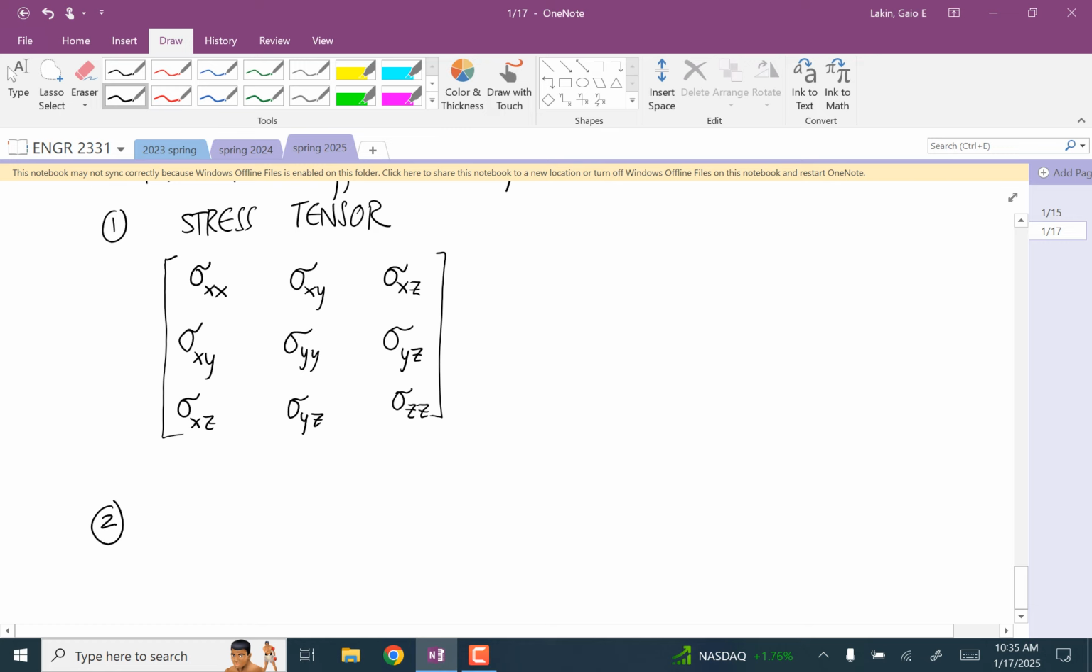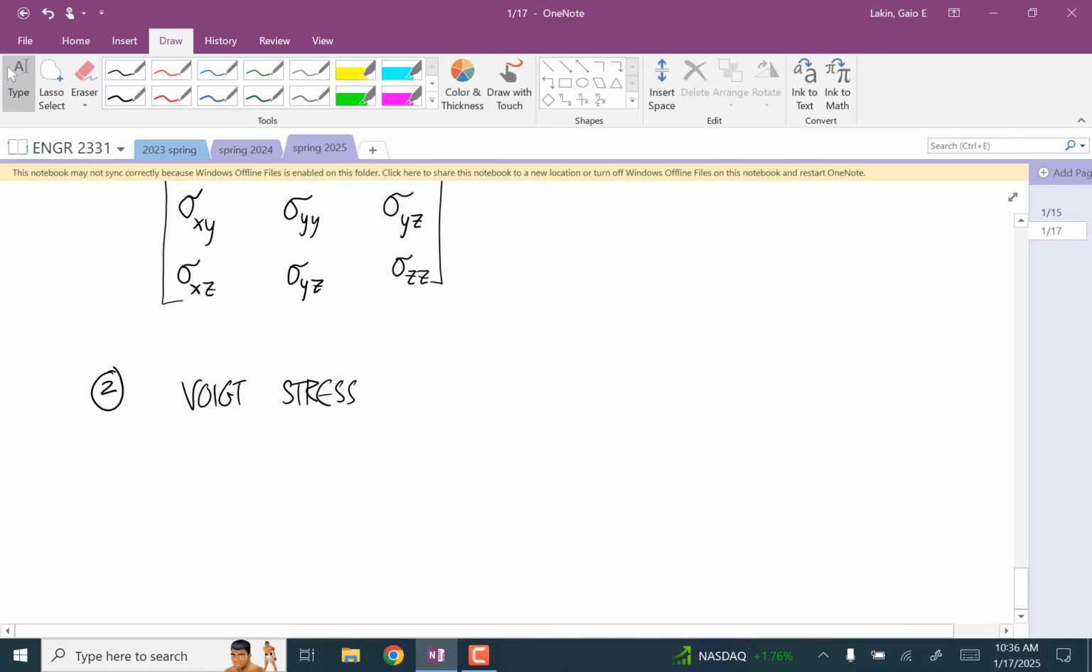now the second way to represent the stress mathematically is the Voigt stress, the Voigt form. Okay, Voigt stress. In this case, that stress tensor, notice it has 9 values, but only 6 are independent. You only need the 6 values. The Voigt stress just writes down the 6 that you need. And here is how you write them down.